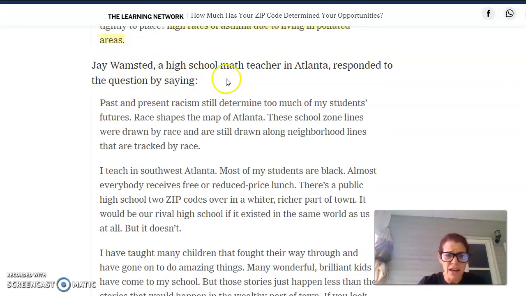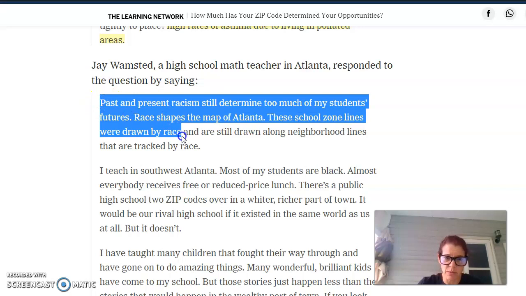Jay Wamstad, a high school math teacher in Atlanta, responded to the question by saying, past and present racism still determine too much of my students' futures. Race shapes the map of Atlanta. Those school lines were drawn by race and still drawn along neighborhood lines that are tracked by race.